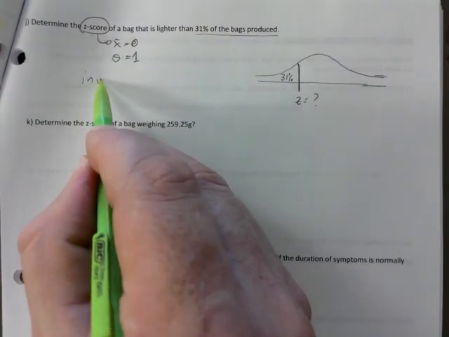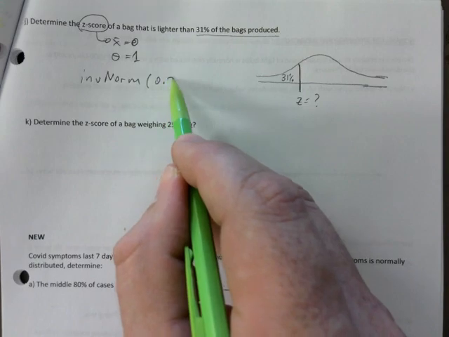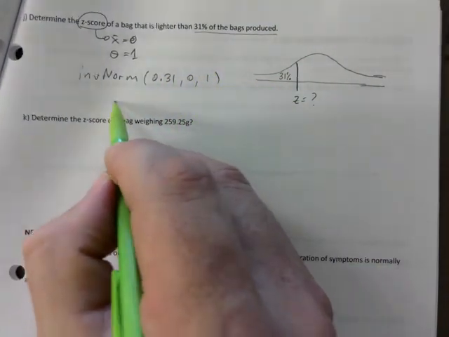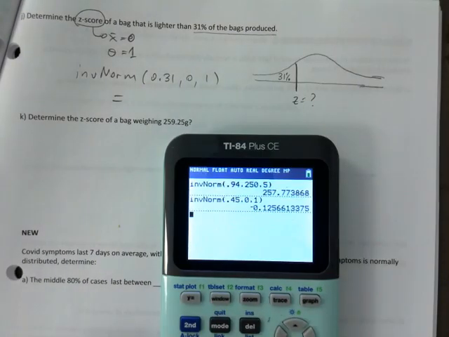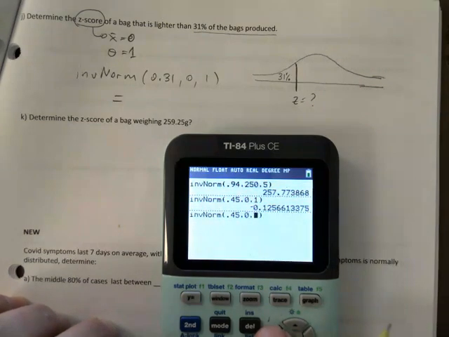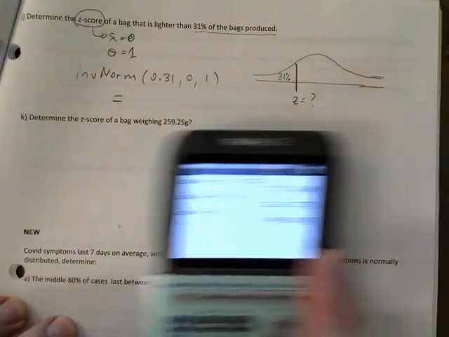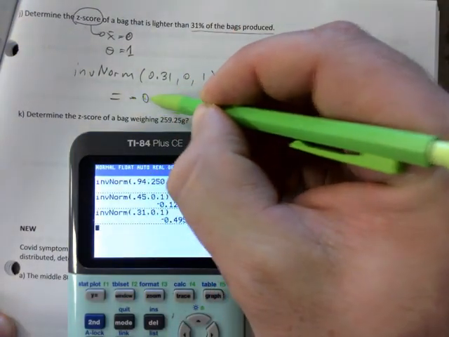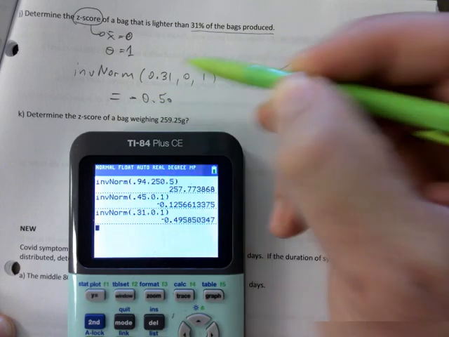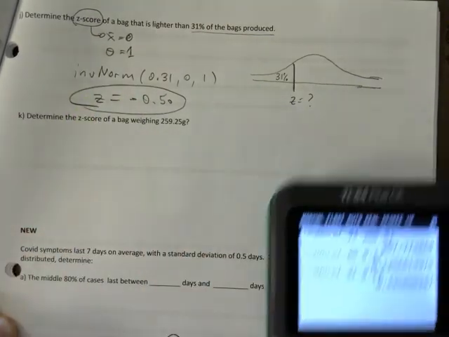So we use inverse norm. Why inverse norm? Because you're not asking for percentage. They're asking for the actual z-score. So we're going to go 0, 1. I can probably just copy paste this one. 0.31, and that is negative 0.50. Okay, that is actually the z-score in this case.